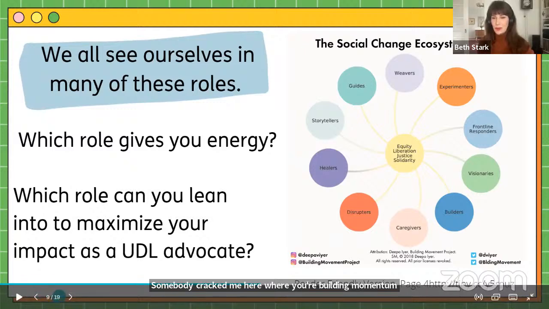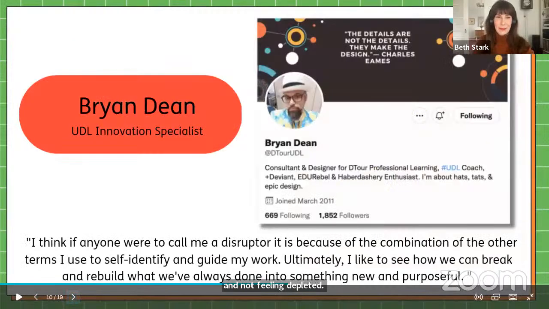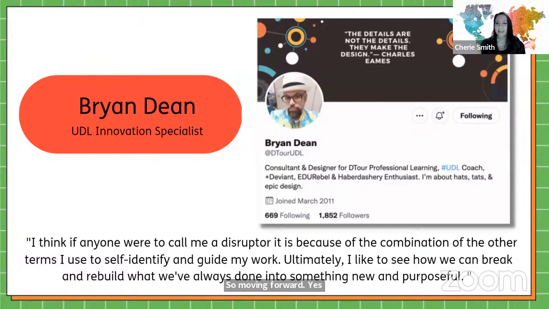So moving forward. Yeah, so in looking at all those roles that Beth was just sharing, I don't know if you've ever met Brian Dean. He's very popular in the UDL community because of his loud suits and just electrifying personality. So I thought of him immediately when I saw disruptor, because to me, he seemed like such a disruptor. He wanted to find a system that wasn't working and he wanted to disrupt it and he wanted to make it better for all students. I mean, that's what I got when I listened to him.